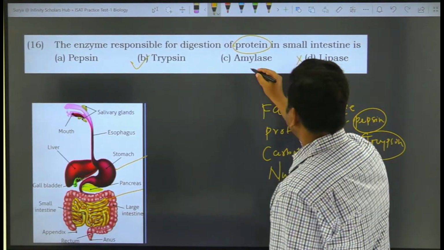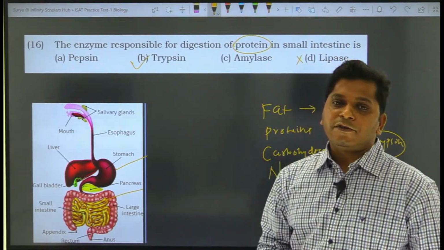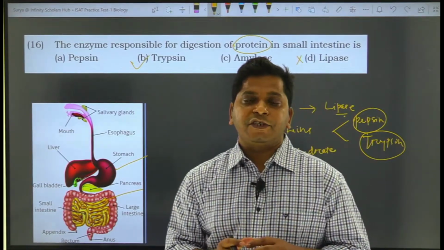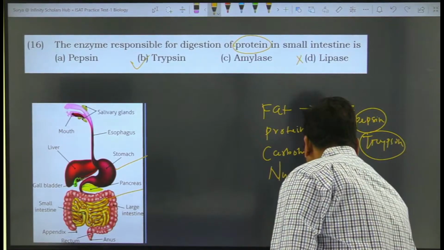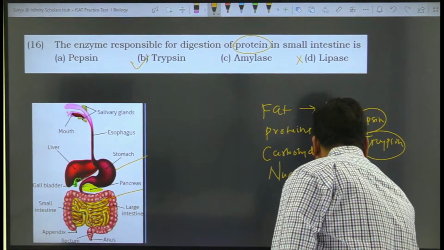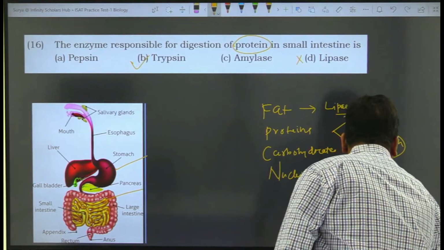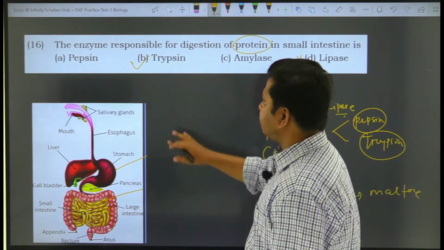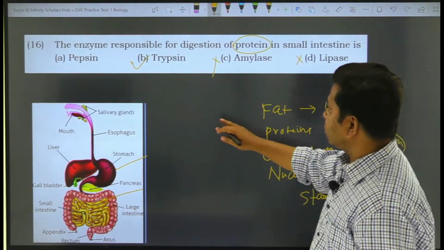And amylase is the enzyme which is responsible for degradation of starch, which is a form of carbohydrate. So, it digests starch into maltose, simpler molecules. So, it works on sugar. Therefore, amylase is also not the correct answer. The answer which is correct is trypsin.